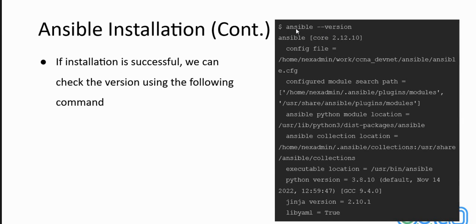Once it is installed, we can check whether it is properly installed or not using this command, ansible --version. If you get anything like this, depending on the version that you have installed, this could vary. But if you see this kind of output, you're good. It's been properly installed. Instead, if it says ansible is not a command that I know of, probably something has gone wrong.